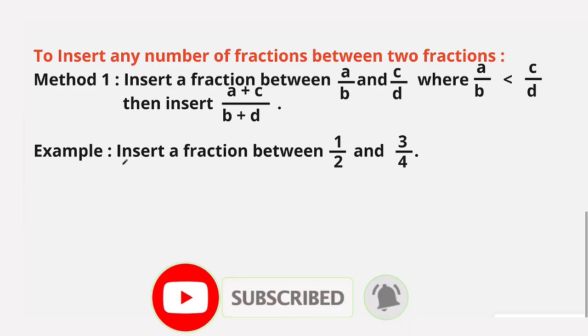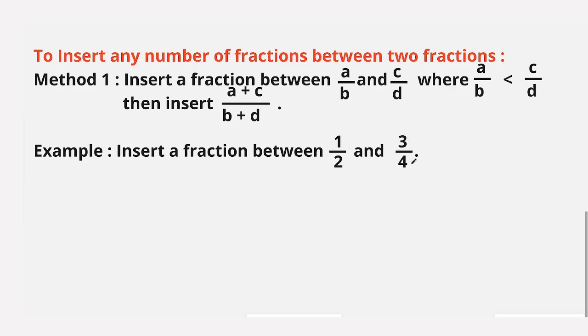The example is insert a fraction between 1 upon 2 and 3 upon 4. So we have to add both the numerators, which is 1 plus 3, upon both the denominators, 2 plus 4. This is equal to 1 plus 3 is 4 upon 2 plus 4 is 6, and this is equal to 2 upon 3. So we are inserting 2 upon 3 in between 1 upon 2 and 3 upon 4.